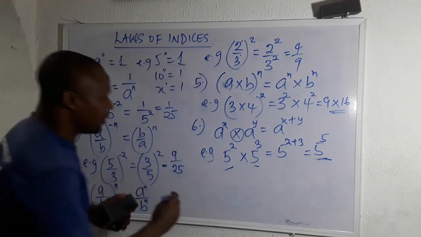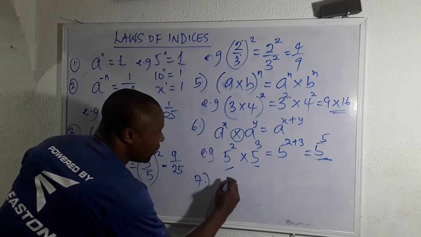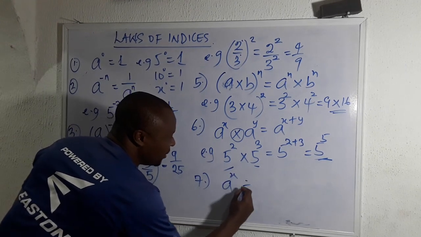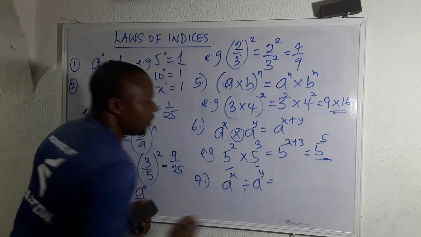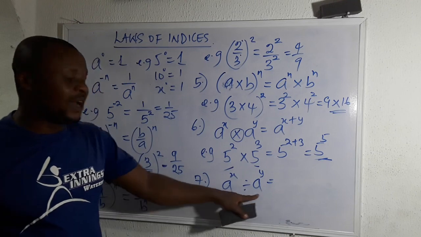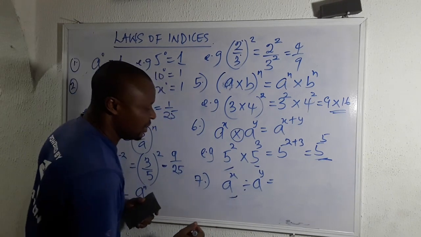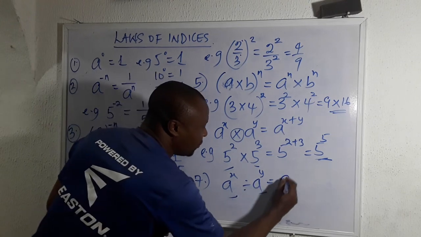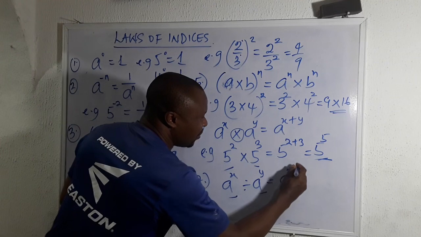And let's look at another law, law 7. The law 7 says a raised to power x divided, this is the case of division, a raised to power y. This law says that whenever numbers that are the same base are dividing each other, what you need to do is to take one of the base. As you can see here, the base here is a, the base here is a, so we take one of them, a. What do you do to the powers? To subtract the powers, that will be x minus y.